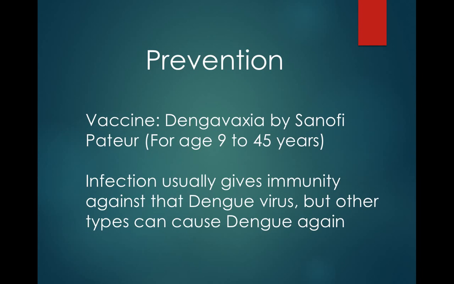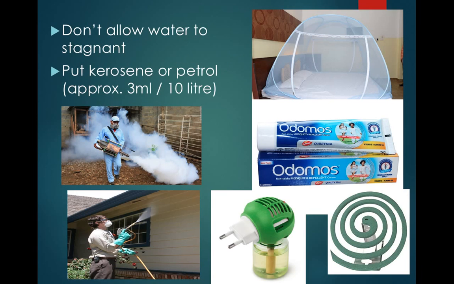And once infection happens, it usually gives immunity against that very dengue virus, out of the 4 dengue viruses: dengue 1, dengue 2, dengue 3 and dengue 4. But the other 3 types can cause dengue again. But the very dengue virus with which this infection has happened will probably not recur lifelong. So prevention is the best strategy in dengue.